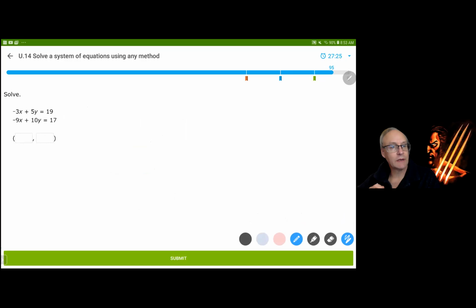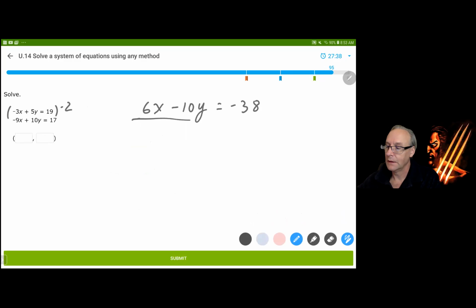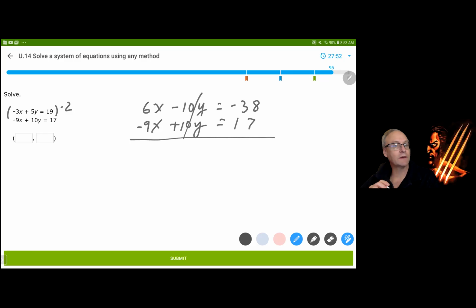In this one, I'm going to multiply the top equation by -2. And I'll go ahead and write it all out. That's going to be 6x minus 10y equals -38. Oh, I don't need a line. Sorry. My bottom equation is -9x plus 10y is equal to 17. I chose that so that my y's would cancel.